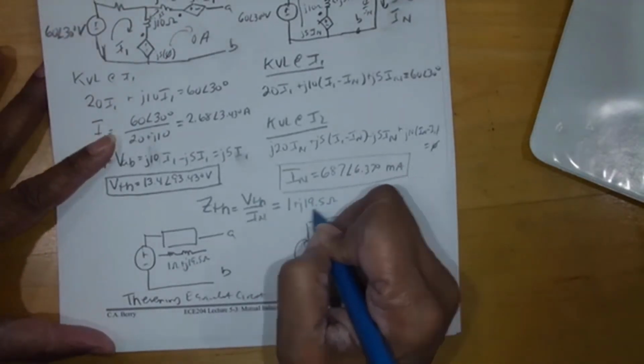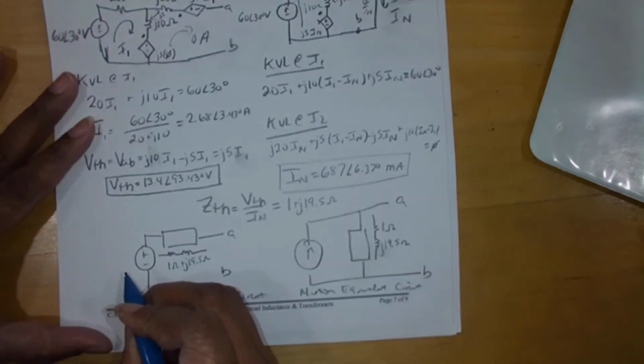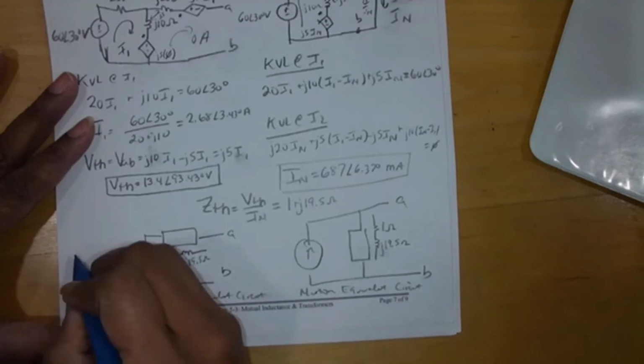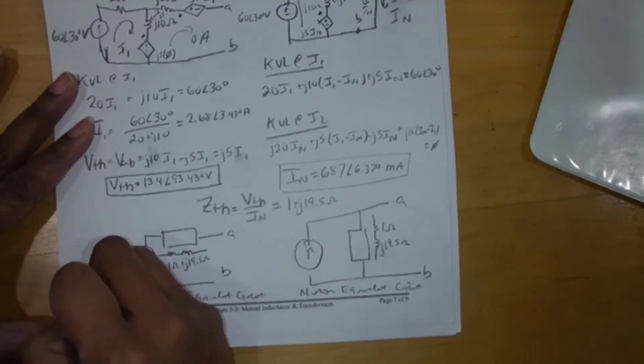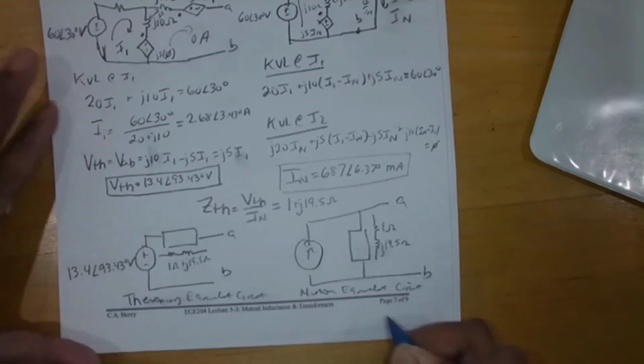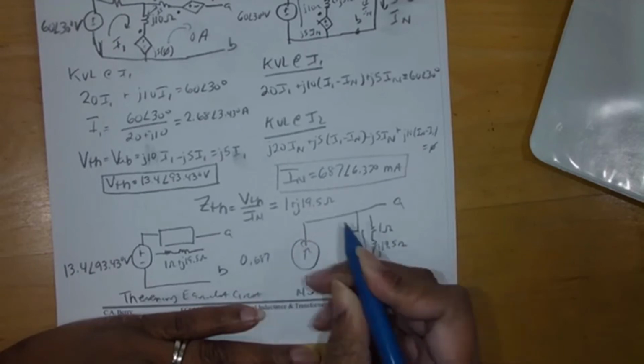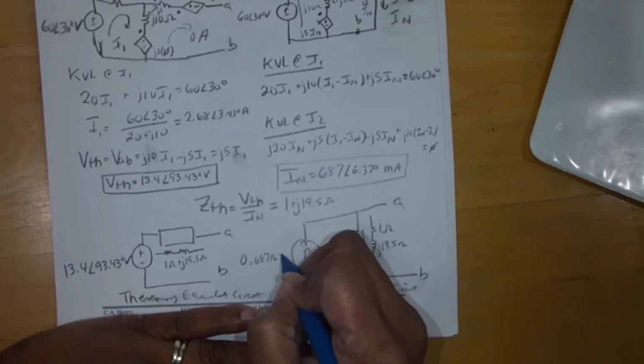That means we have a resistor in series with an inductor. How did I know it was an inductor and not a capacitor? It's not negative. Very good. Are there any questions?